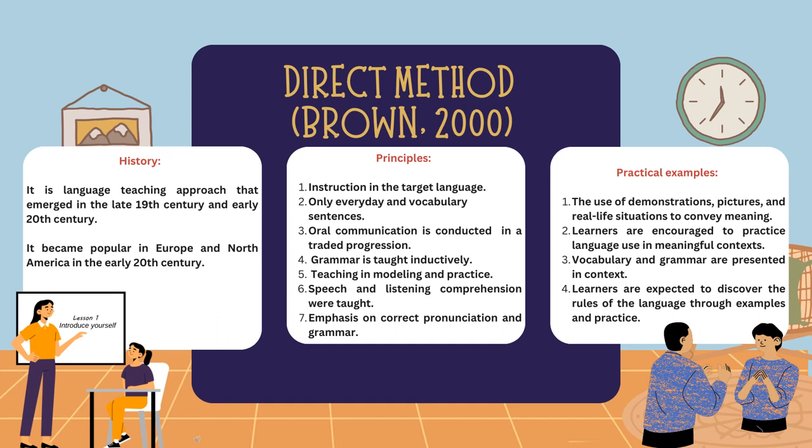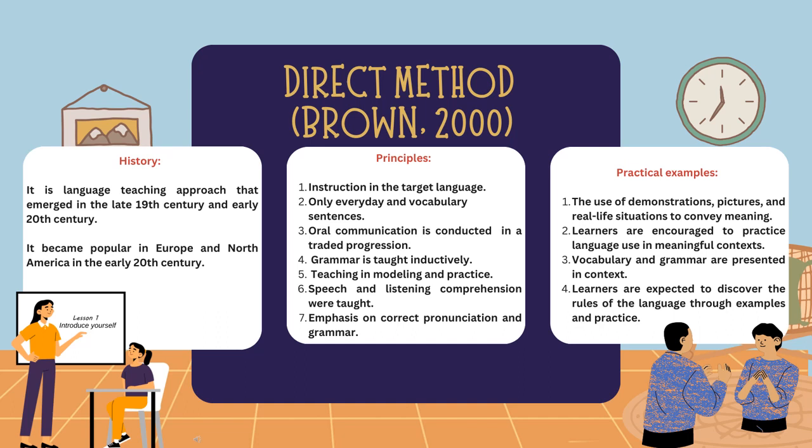Direct method. Now we'll be discussing a little bit about the history, principles, and some examples of the direct method, inspired also by Brown in 2000 in his book Principles of Language Learning and Teaching. From the historical point of view, the direct method is also known as the natural approach method, and it emerged in the late 19th century and the early 20th century as a response to the traditional grammar translation method.